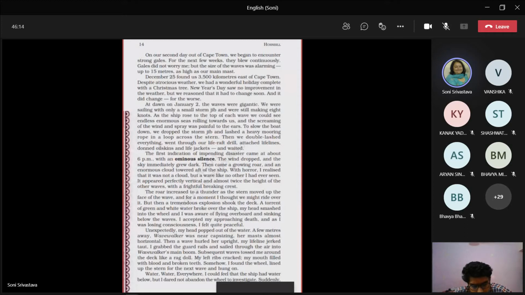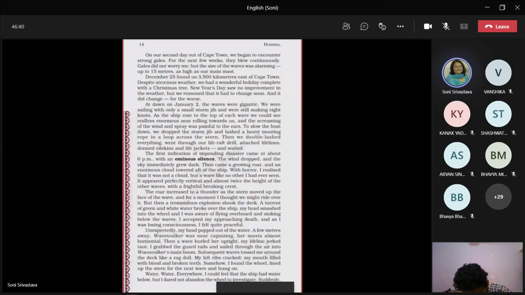Now, the roar increased to a thunder as the stern moved up the face of the wave. And for a moment, I thought we might ride over it. But then a tremendous explosion shook the deck. A torrent of green and white water broke over the ship. My head smashed into the wheel. I was aware of flying overboard and sinking below the waves. I accepted my approaching death.